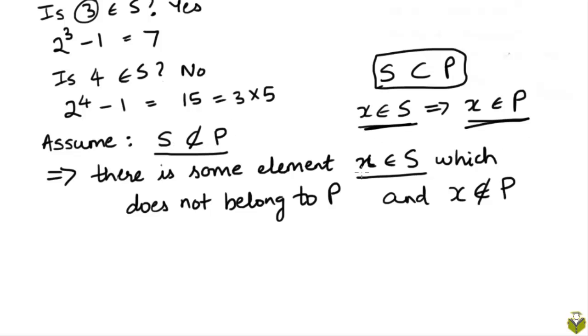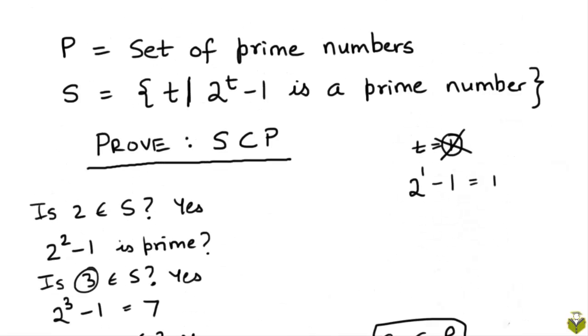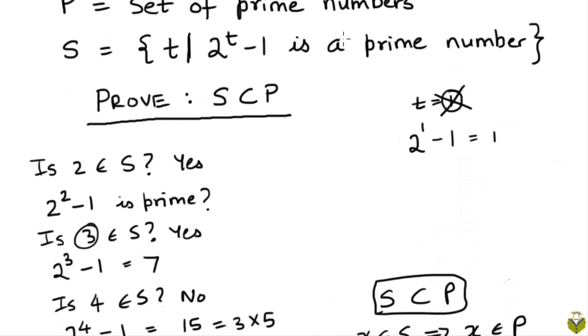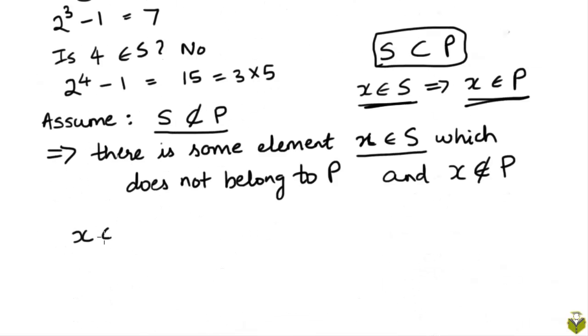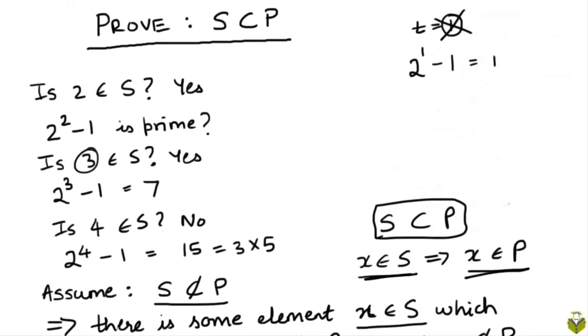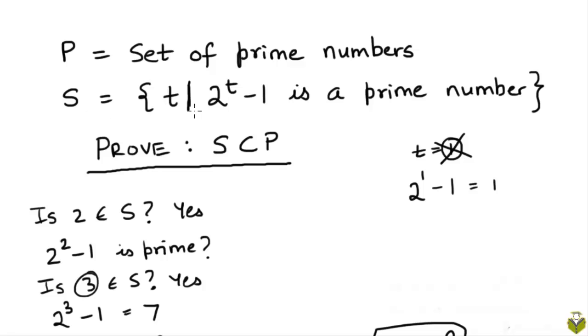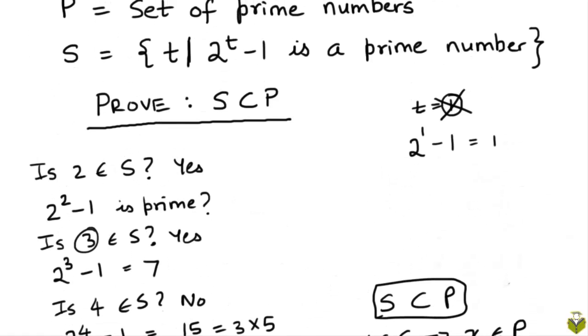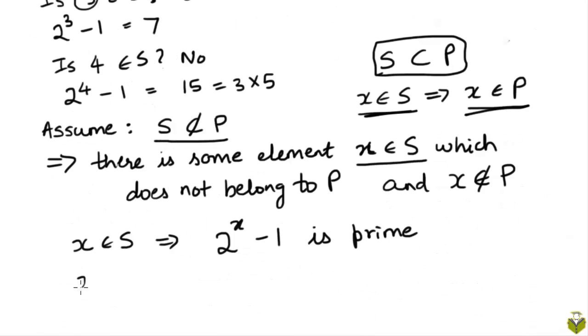Now if this hypothetical element X belongs to S, that means X has the form described in the definition of this set. So X belongs to S means that 2 to the power X minus 1 is prime by the definition of the set. Because for any t that lies in set S, 2 to the power t minus 1 is prime. So if X lies in the set S, 2 to the power X minus 1 must be prime.